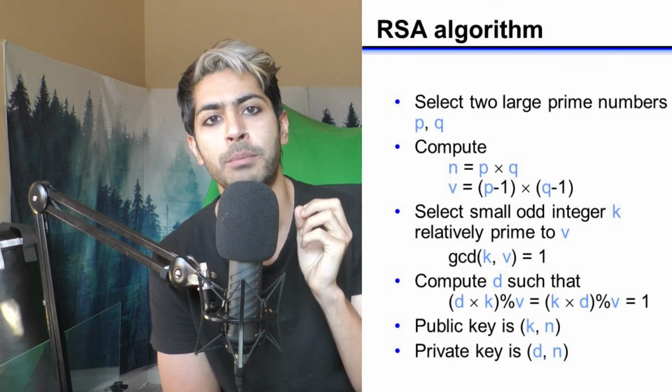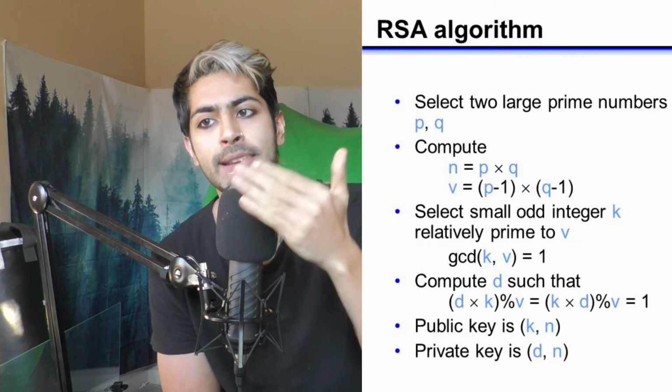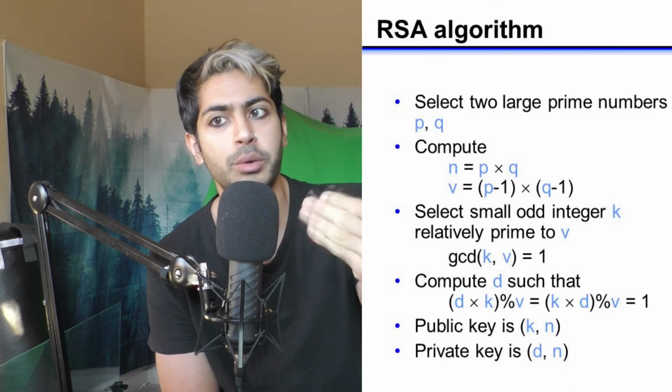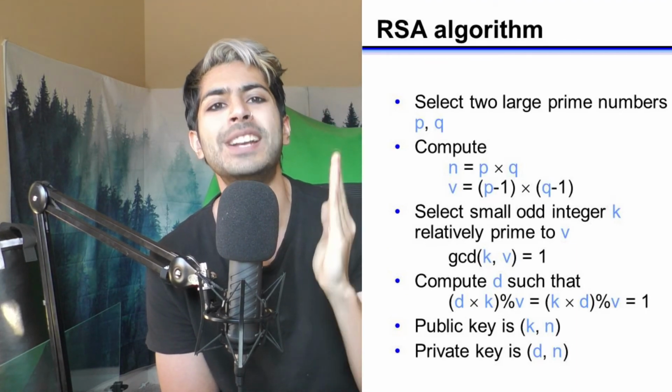Now, recall, prime numbers are numbers that don't have any factors. The only factors it has are 1 and itself. Nothing else. It has no multiples. 2 doesn't divide into it. 3 doesn't divide into it. Nothing divides into it.